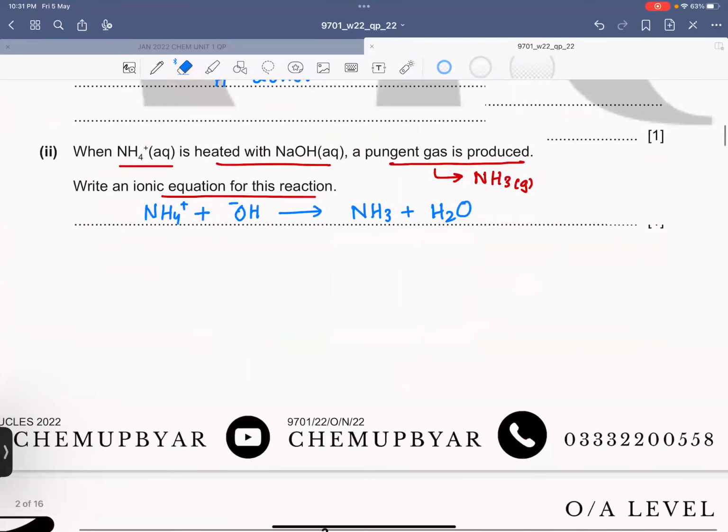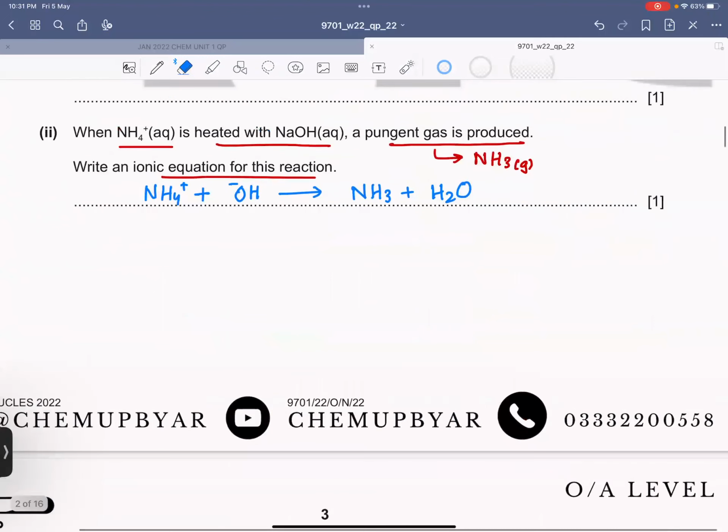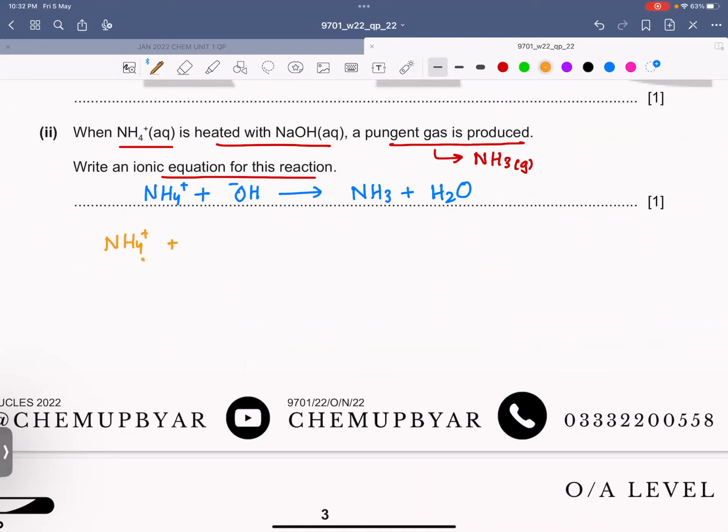Yes, I can show that as well. See, there is an ammonium ion, and it is aqueous, right? As they have given you the state symbols. The sodium hydroxide is aqueous as well. This is alkali, right? And this is an acid. Is this clear?